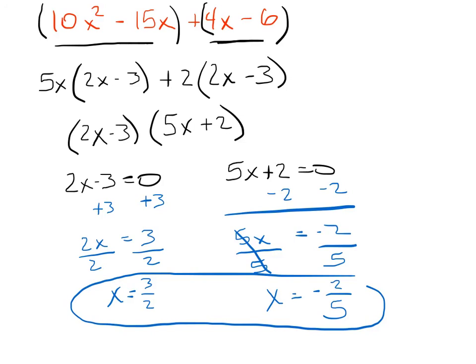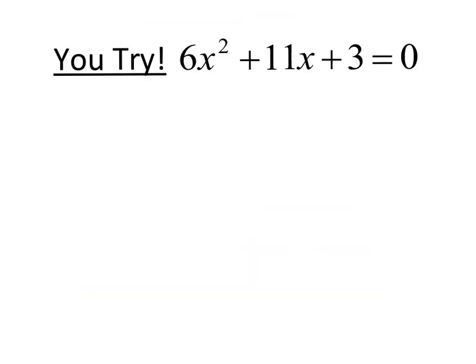Now it's time for a U-try. All right, everybody, it's time for this U-try. 6x squared plus 11x plus 3 equals 0. You've already got this equal to 0, so you can either use factoring, like we did in example 2, or you can use the quadratic formula, like we did in example 1. The choice is yours. Go ahead, pause the video, try your solution method, give it a good shot, and then I'll let you know the answers in just a couple seconds.